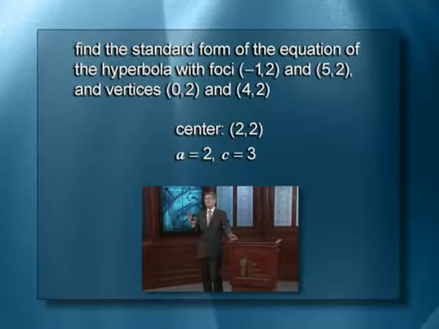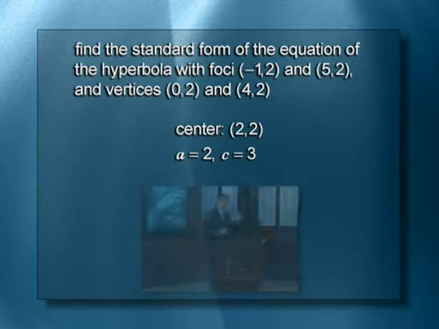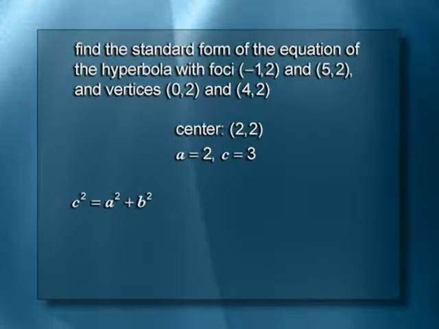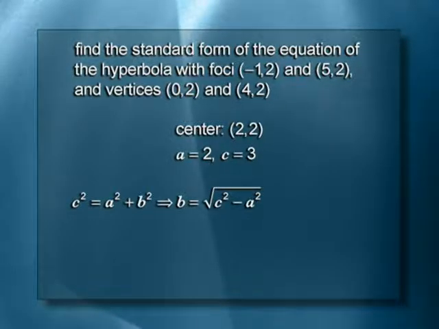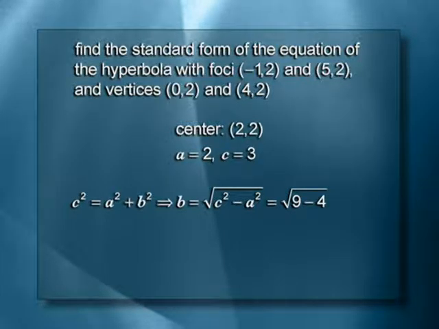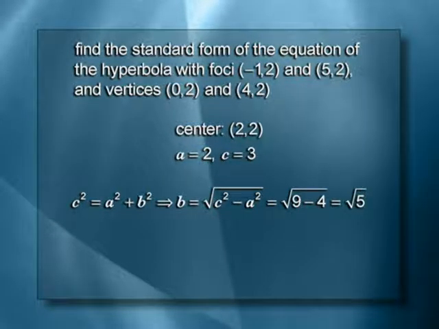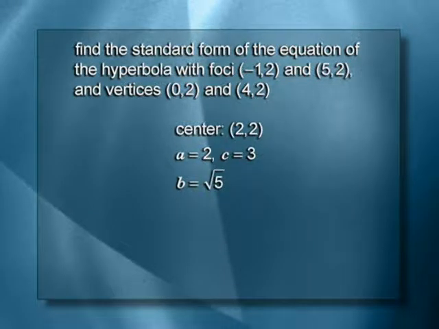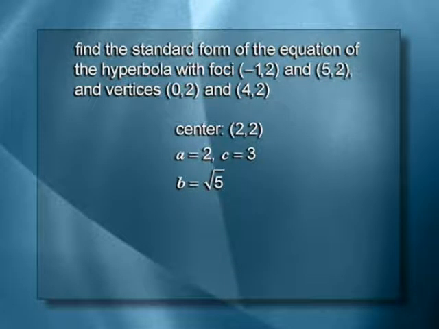That gives us a lot of information. We know what C is, we know what A is, we know the center is 2, 2. We're missing B. But that equation was C squared equals A squared plus B squared. Solve for B. B is the square root of C squared minus A squared, which is 3 squared minus 2 squared, 9 minus 4, or the square root of 5. Wow, now we know what B is, we know what A is.